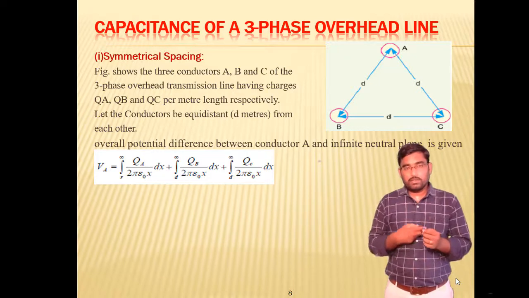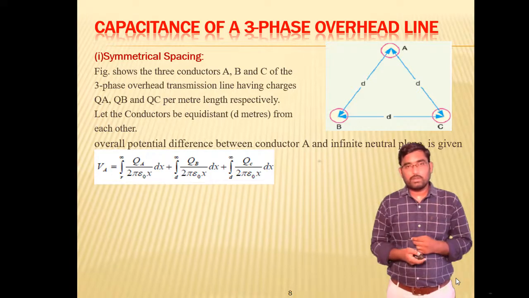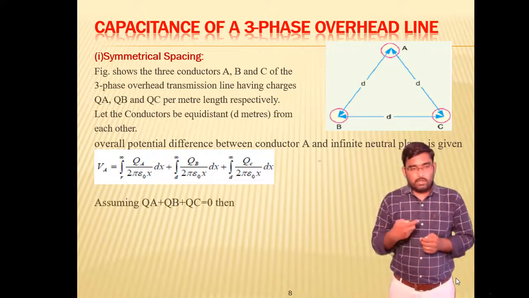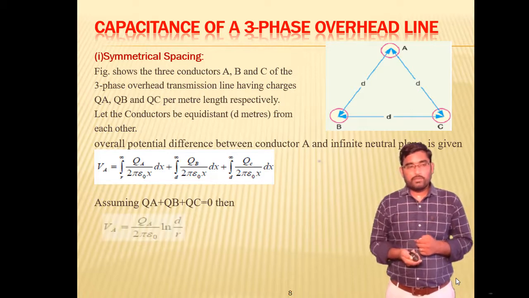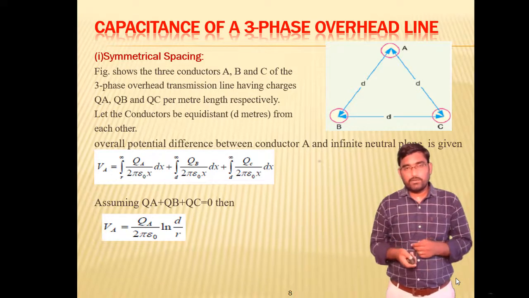Here we have taken the assumption of symmetrical spacing. That is why the distance between A and B is d, B and C is d, and C and A is d. Now, assuming that the system is balanced, Qa plus Qb plus Qc will be 0. So then by taking the integrations and keeping the integration limits, we will get Va equals Qa by 2 pi epsilon naught ln of d by r.